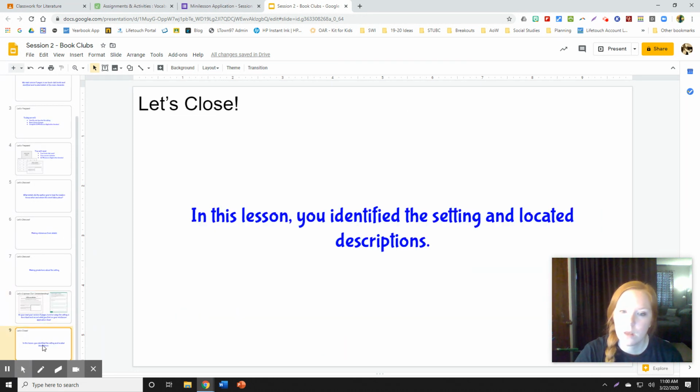Okay, so in this lesson, you just identified the setting, located some descriptions of it, made some inferences based on what you know about the world and how their setting is going to play out, and then made some predictions about what you think will happen in the future.